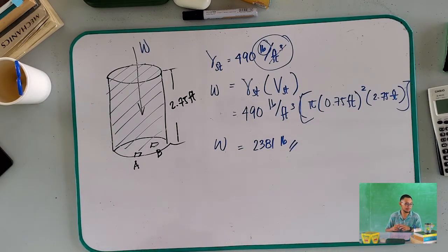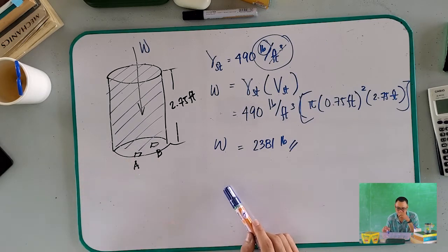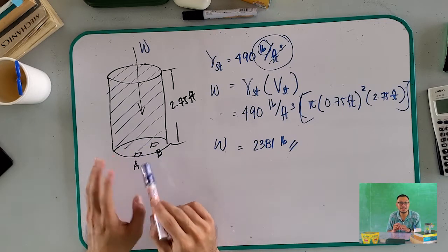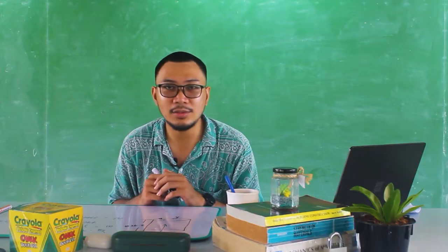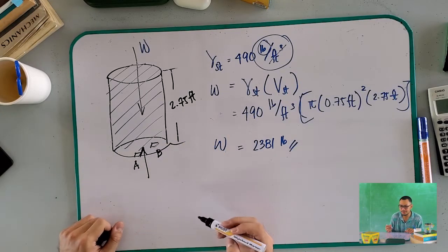Okay? So, to get the normal force nga gipas-an aning atong A ug B, ang atong buhaton is to get the force nga naa diri.